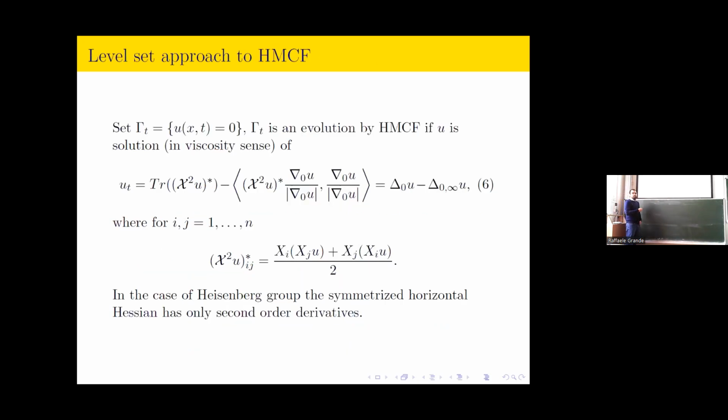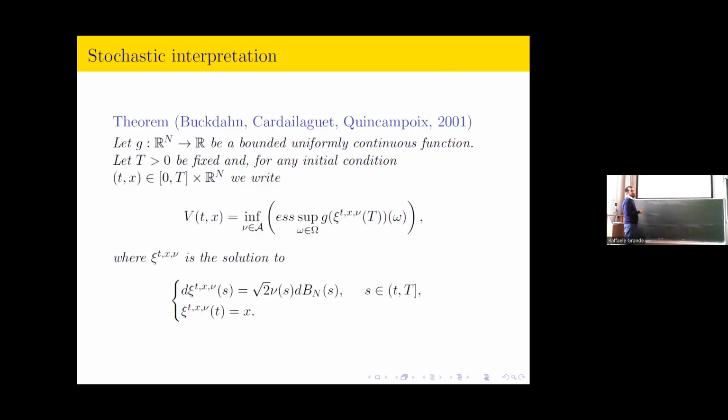Then we can repeat the same computation here, and we obtain a similar, in some sense, partial differential equation. But I want to remark that here we have not only second order derivatives, but also first order derivatives. So the Hessians start to be much more complicated to deal with. Then, okay, I introduced the approach related to PDEs.